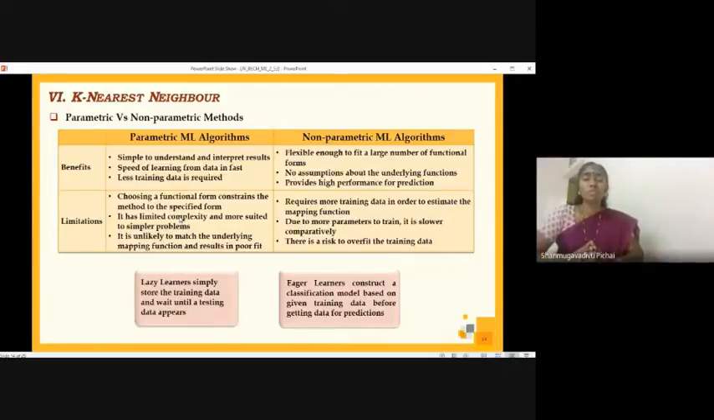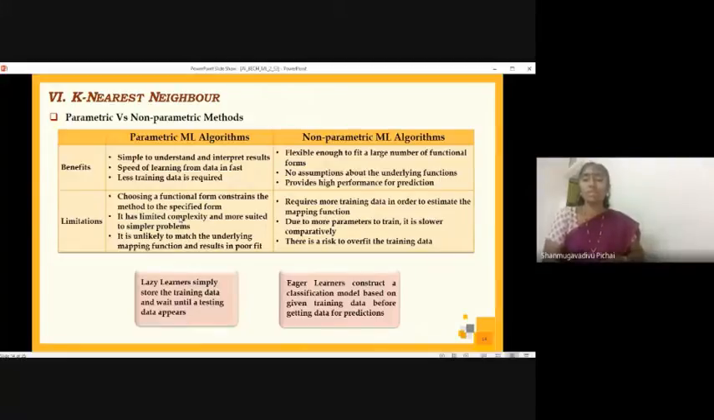Benefits like being simple to understand as well as interpret results. The speed of learning from the data set will be much faster because you have a very small data set. So you must be able to learn faster. Less training time is required because it all depends on the kind of problem domain you have. A simple problem, simple model. So you are able to do the training faster, and the learning faster.